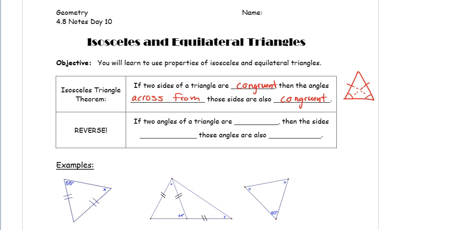Also works in reverse. If two angles of a triangle are congruent, then the sides across from, I don't know why I didn't write from in there, those angles are also congruent. So it works both ways. If the two sides are congruent, angles across are congruent. If the two angles are congruent, those legs or those sides across are also congruent.